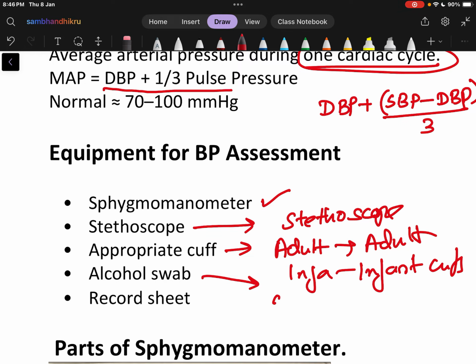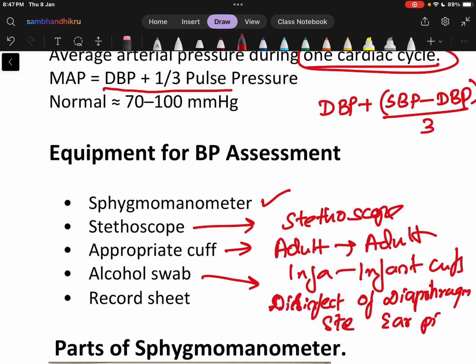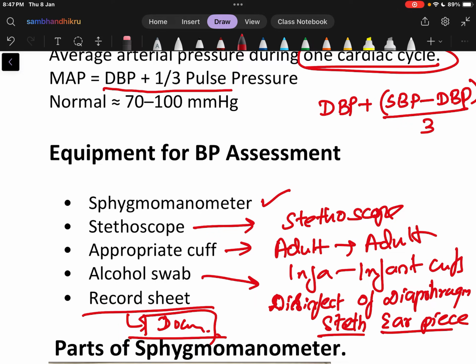To what? To disinfect the diaphragm. Diaphragm here means not the respiratory one, but the diaphragm of the steth, and also we can say the earpiece or ear plug of the steth. Clear? Okay. A record sheet will be there for documentation purposes. Okay, these are the equipments that you need for the BP assessment.